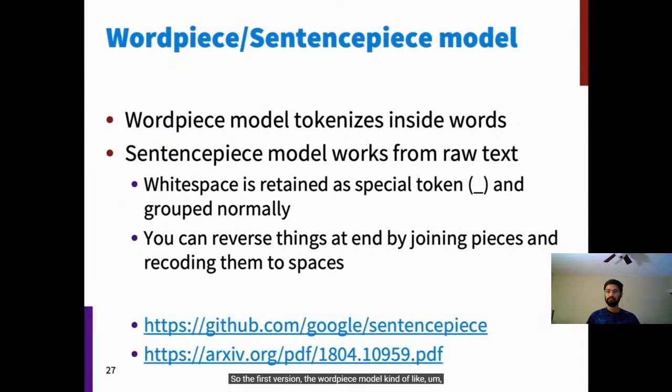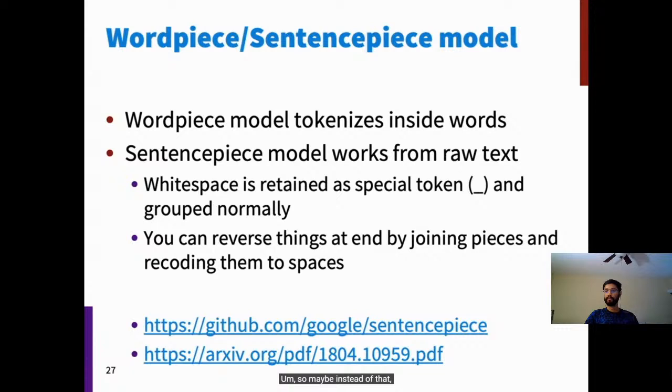So the first version, the word piece model, kind of like byte pair encoding, assumes that you have an initial tokenization to words, and then you're just having pieces of words using this algorithm. But then they did a second version, the sentence piece model, which you can find at this GitHub site, which said, well, it's problematic if we need to tokenize into words first, because then we need to have a tokenizer for every language, and that's a lot of work.